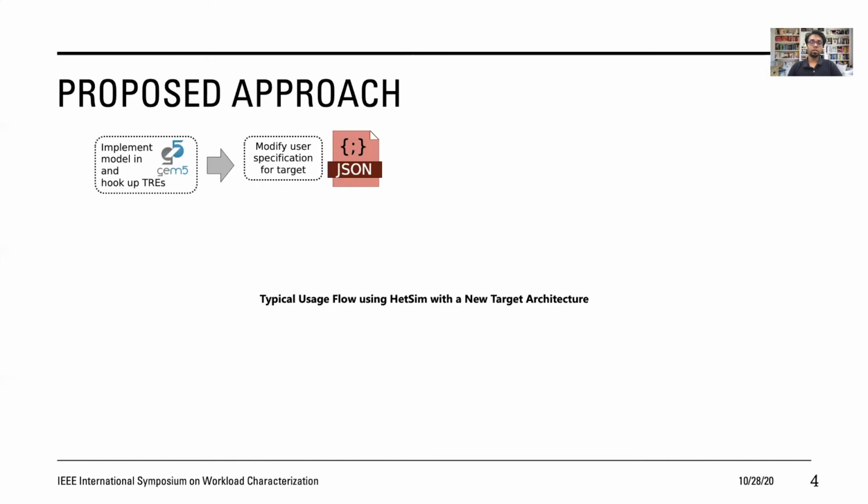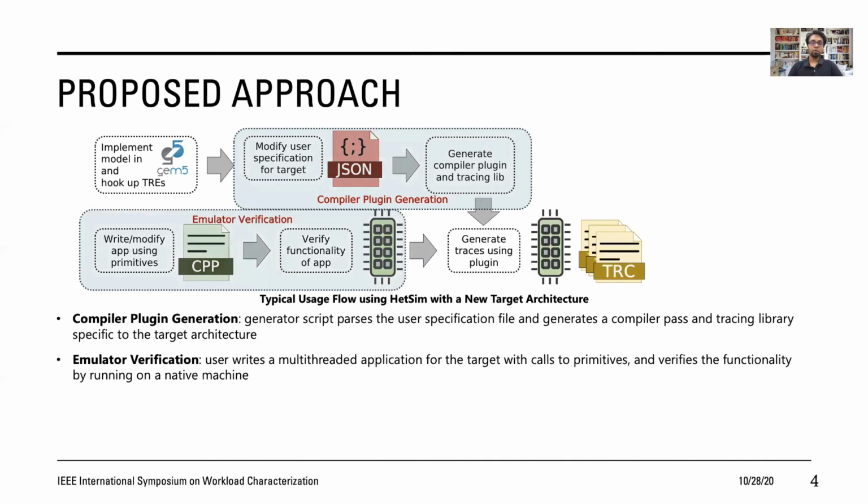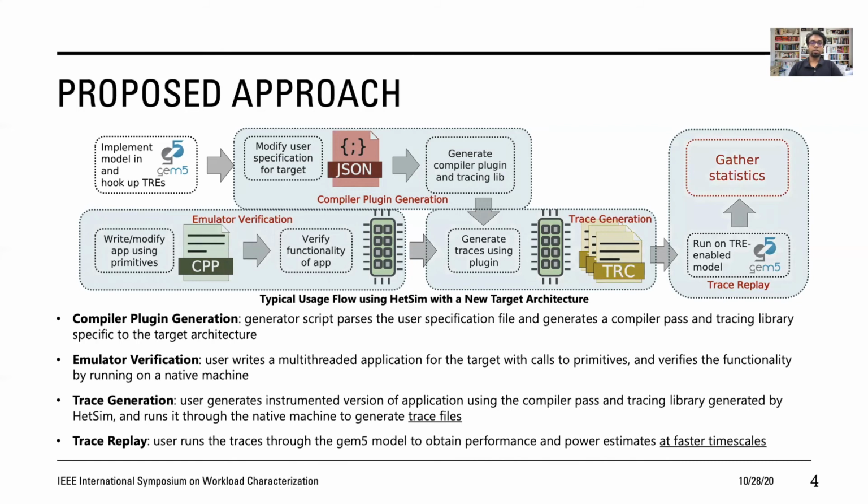The user then modifies the specification to suit the target architecture, such as defining latencies for primitives based on the nature of the PE. Next, the user automatically generates a compiler plugin and tracing library. The user then implements their application using HetSim primitives and verifies the functionality of the application. The compiler plugin and tracing library are used to generate an instrumented binary, which the user runs to generate the traces for their applications. And finally, the user runs traces through the TRE-enabled Gem5 model to get all the required statistics.